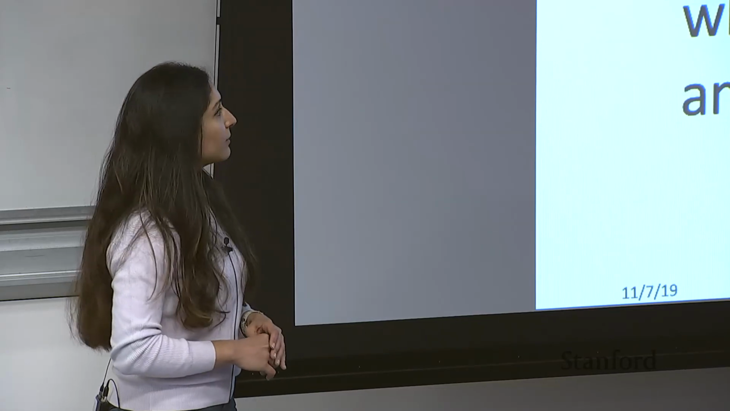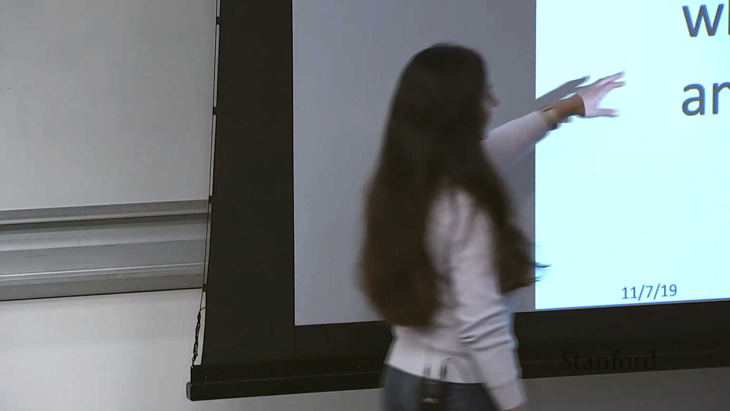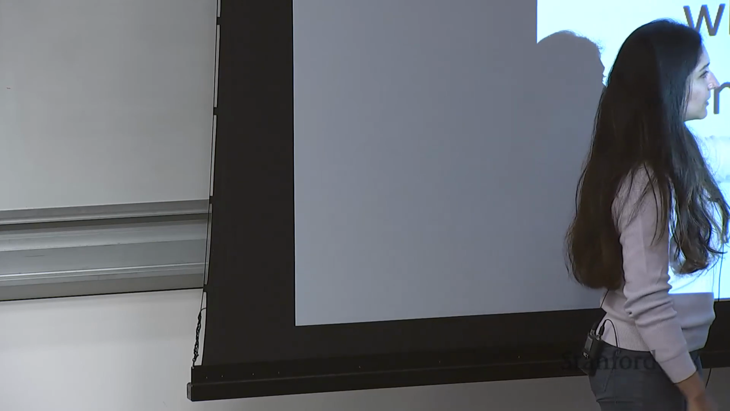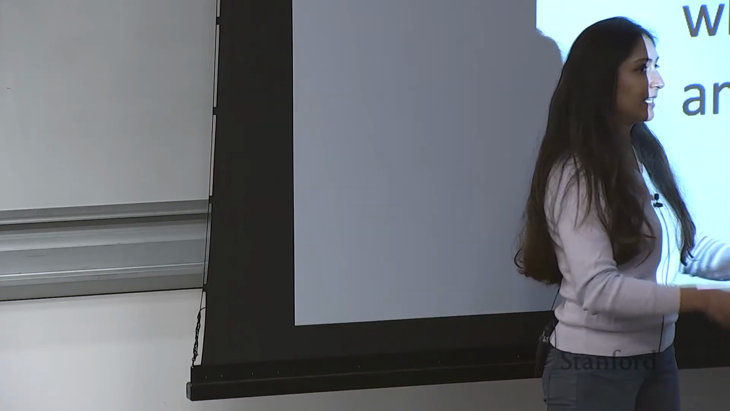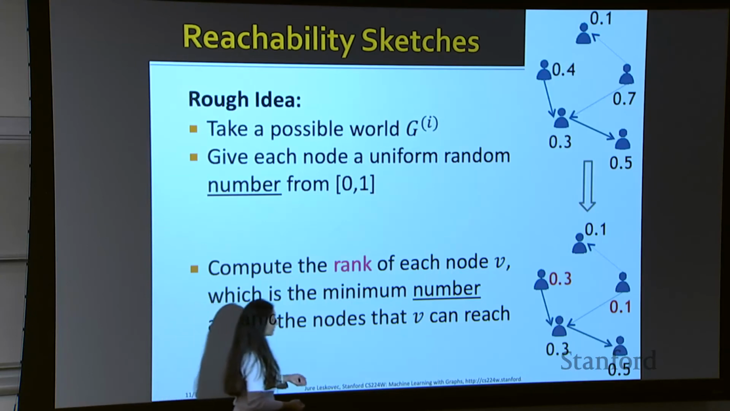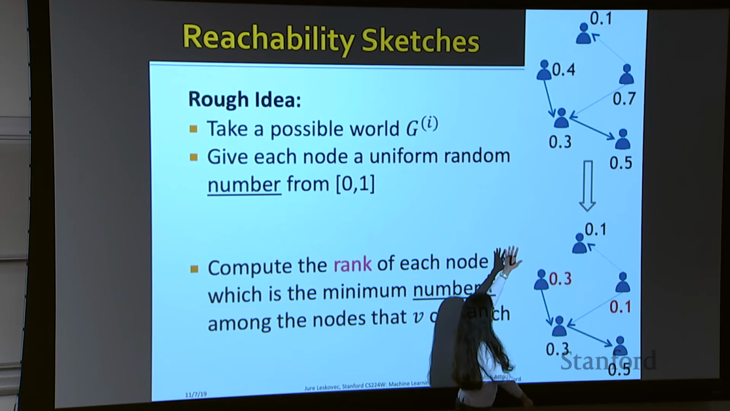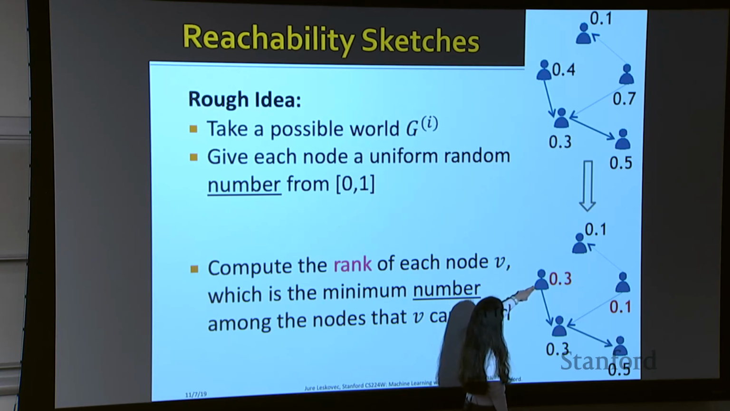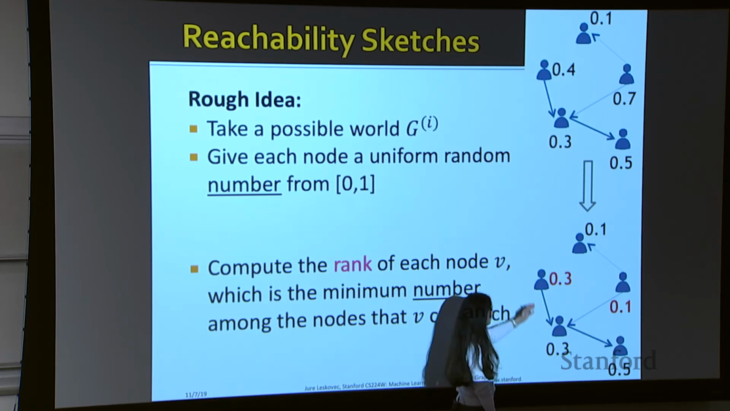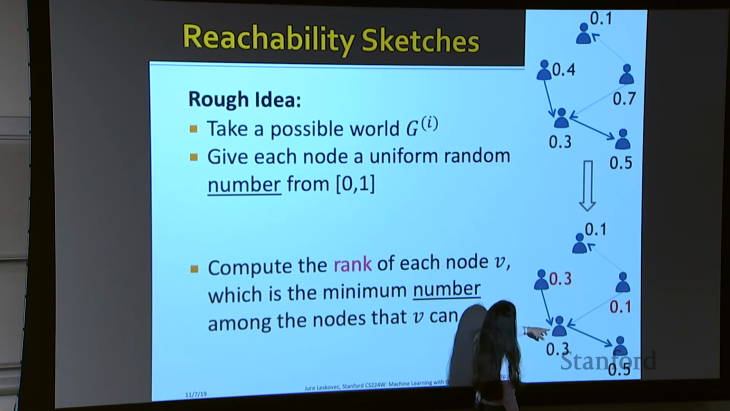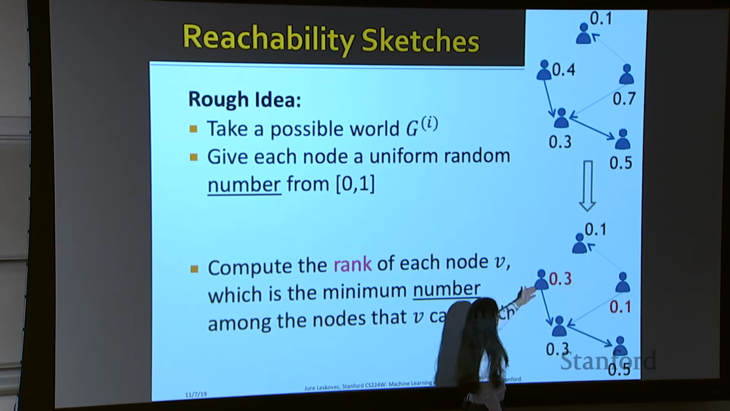And the rank of every node is the minimum number among the nodes that we can reach. Every person now has a random number. For example, these are the random numbers we assign to people. This node, for example, gets a 0.3 because he has the smallest rank among the people he can reach. Sorry, it was this person. This person had a 0.4, but his neighbor had a 0.3, so he gets a 0.3.